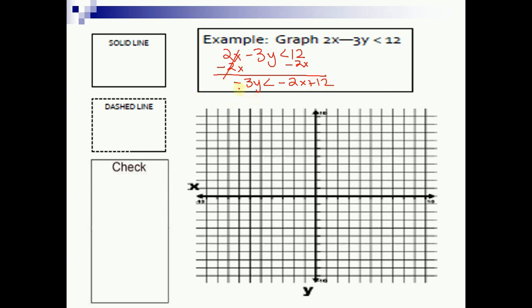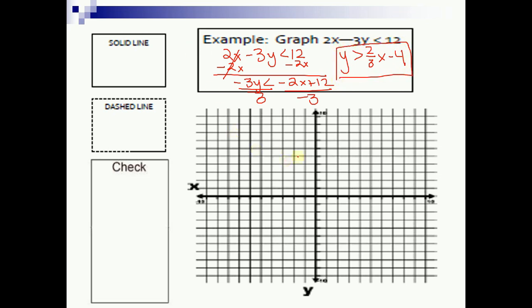So I have negative 3y is less than negative 2x plus 12. It looks like I need to divide by that negative 3 on both sides. Now, since I divided by a negative, I do need to flip the inequality sign. Don't forget to flip the inequality sign. So let's flip that to a greater than. Then I'm going to divide the negative 3 into both pieces. So negative 2 over negative 3, that would be positive 2/3. And then 12 over negative 3, that's a negative 4. So this is the equation that I need to graph.